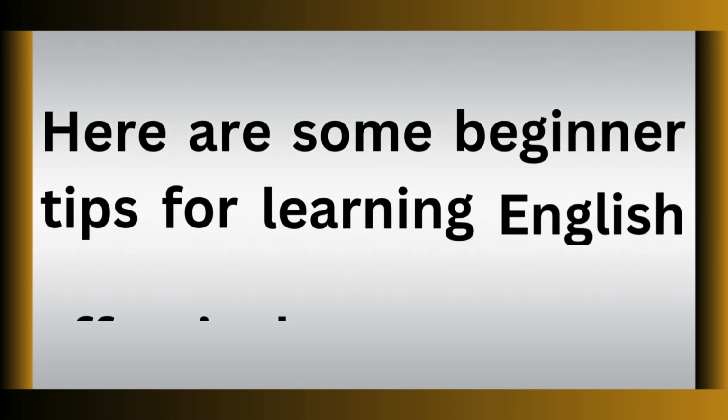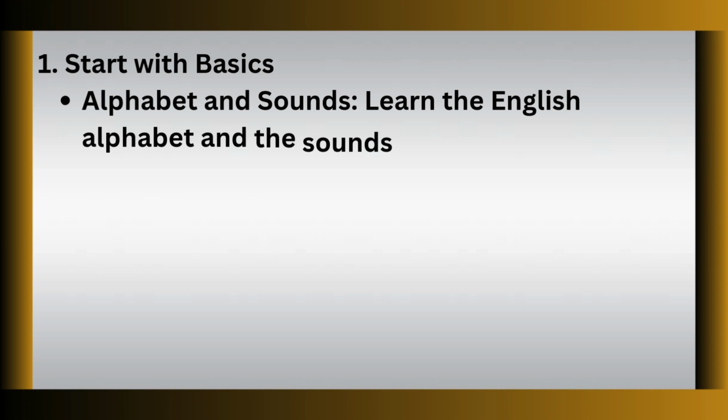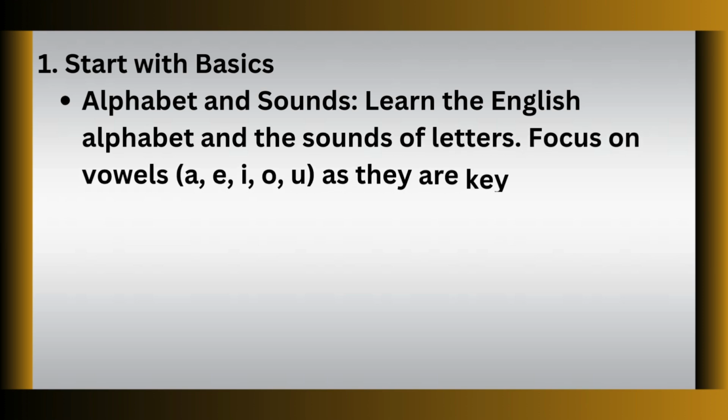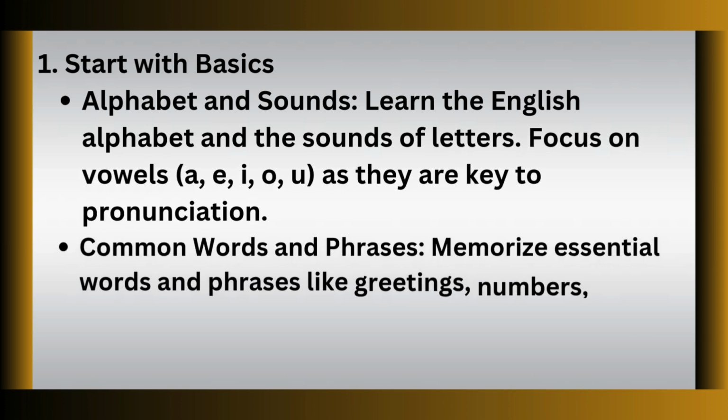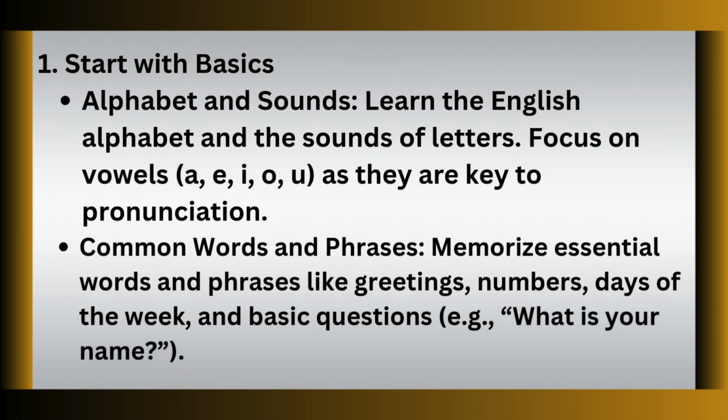Here are some beginner tips for learning English effectively. 1. Start with basics. Alphabet and sounds. Learn the English alphabet and the sounds of letters. Focus on vowels, A, E, I, O, U, as they are key to pronunciation.